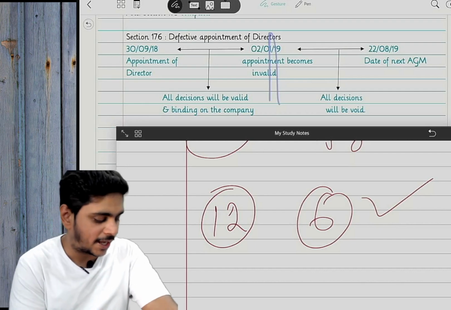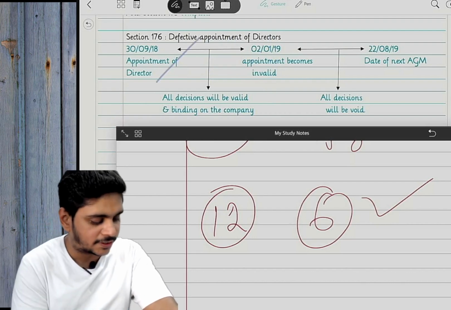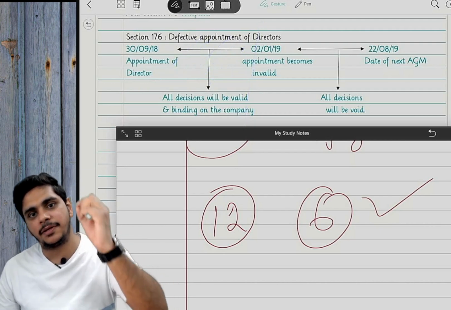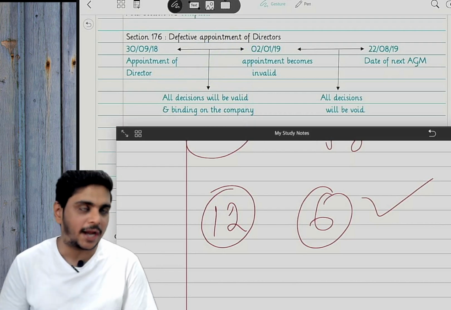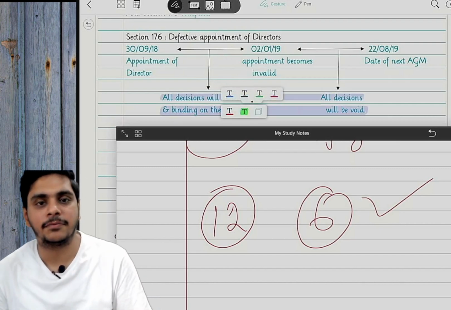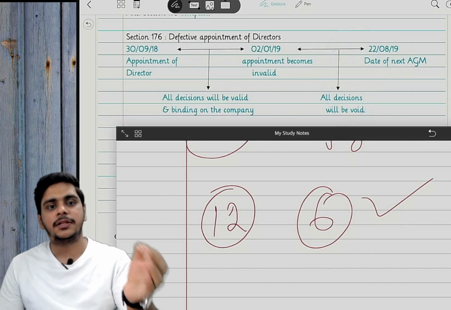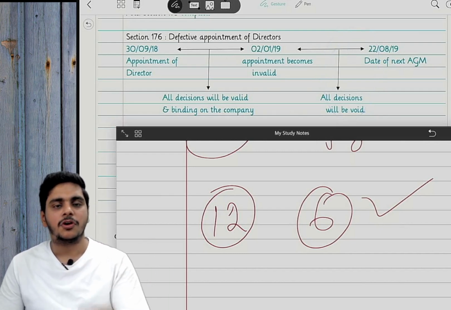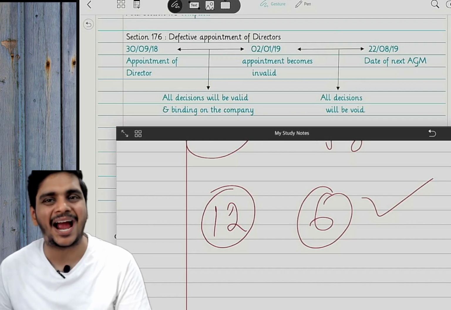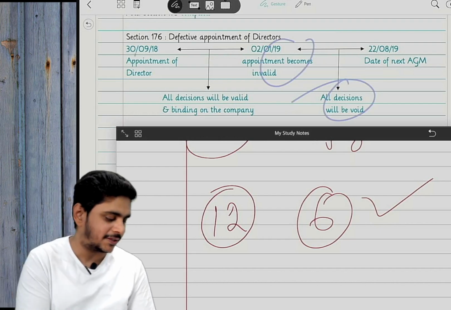So the question is, whatever decision he has taken till this date, till the defect was notified, is it void? Sir, it will be valid. All the decisions are valid and will be binding on the company. Post that, all the decisions would be void. So till the defect is known, whatever decision he has taken will be valid and binding on the company. Post that, it is void. Section number is what? 176.